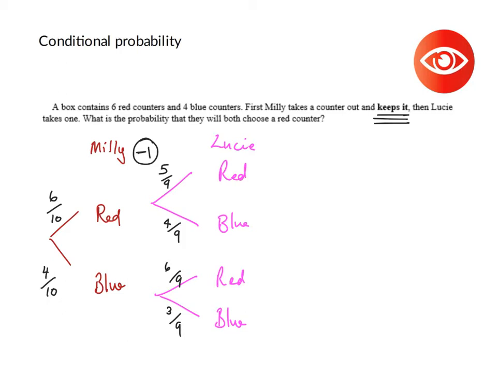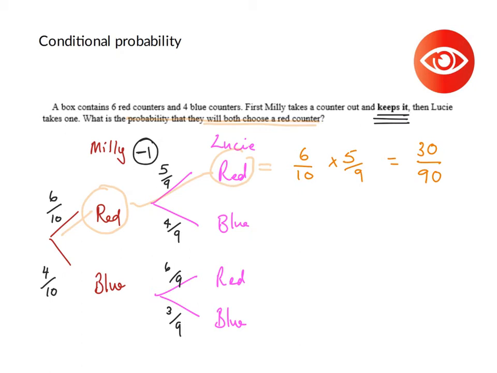So the question is stating what's the probability that they will both choose a red counter. So the way to choose a red counter, obviously, is there and there. So I'm going along this branch and this branch. So to find out the probability of that happening, we're going to times the 2 fractions together. I'm going to show my working out as I go through so we can easily show understanding. So my answer is 30 over 90.